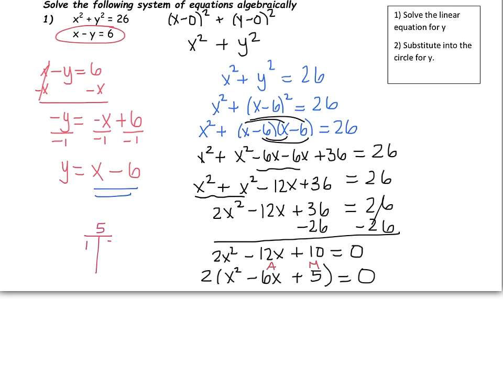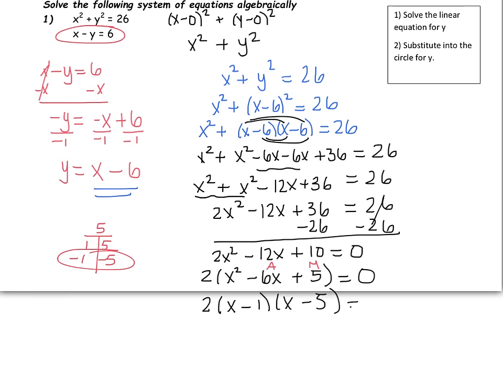Factors of 5. 1 and 5, or how about negative 1 and negative 5? That's my winner. That pair, negative 1 and negative 5, add to a negative 6. So when we factor, bring down the 2, x minus 1, x minus 5. All I did was take the negative 1 and the negative 5 and put them in here.